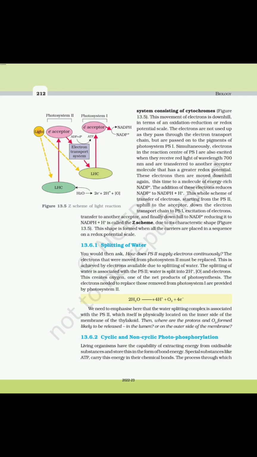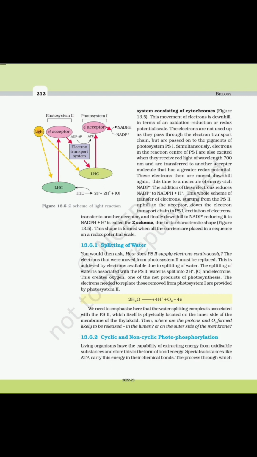Simultaneously, electrons in the reaction center of PSI are also excited when they receive red light of wavelength 700 nanometers and are transferred to another acceptor molecule that has a greater redox potential. These electrons then are moved downhill again, this time to a molecule of energy-rich NADP+. The addition of these electrons reduces NADP+ to NADPH + H+.